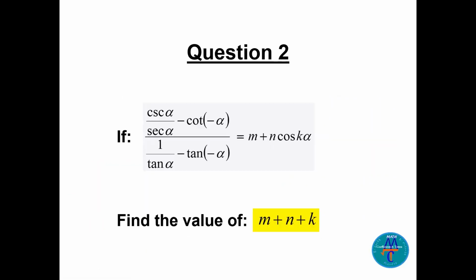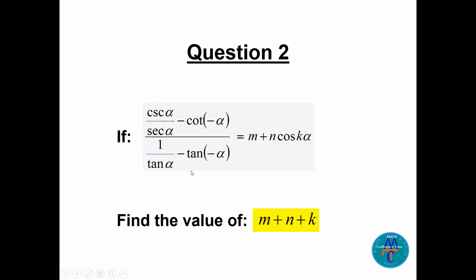Now, question number 2. Cosecant of alpha divided by secant of alpha minus cotangent of minus alpha, all divided by 1 over tan of alpha minus tan of minus alpha. We have to make it look like m plus n cosine of k alpha. Then we find m plus n plus k.